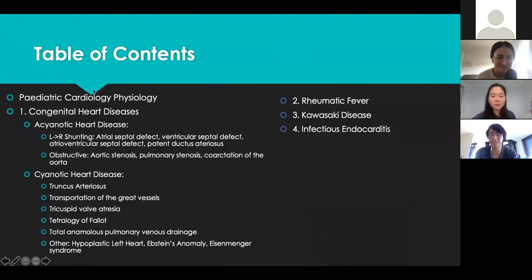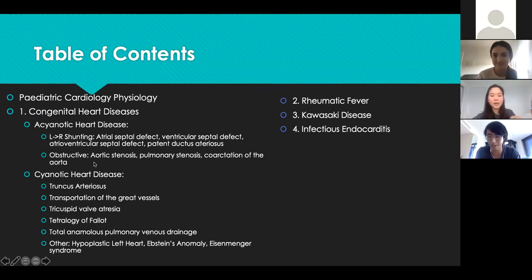So really, you can break down Peds cardio into pretty much 4 different diseases. First, we've got congenital heart disease. Then we've got rheumatic fever, Kawasaki's disease, and infective endocarditis. And then you can break down your congenital heart disease into acyanotic heart disease, so your not blue babies, and then your cyanotic heart disease, which are your bluish babies.